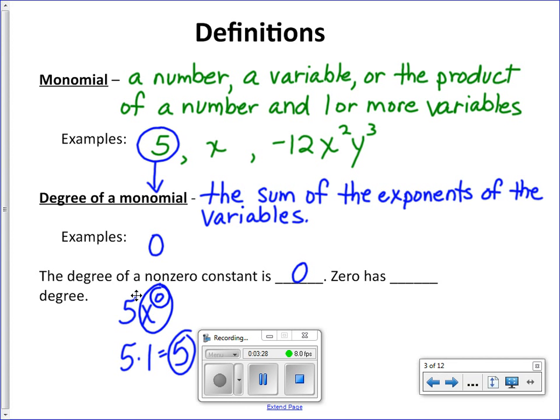All right, in our next example, the degree of x is 1 because of the exponent 1. And in our last example, what we do is we take 2 plus the 3, and its degree then would be 5. All right? Now, 0 is an interesting number in that we don't say it has a 0 degree, we say it has no degree. And that is different from having a 0 degree.